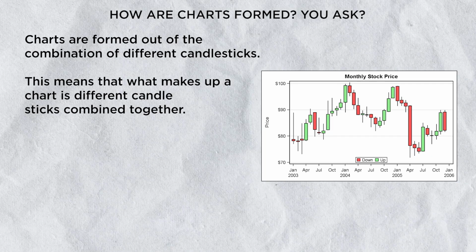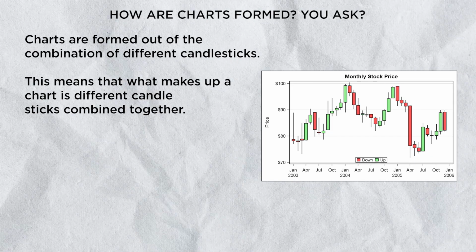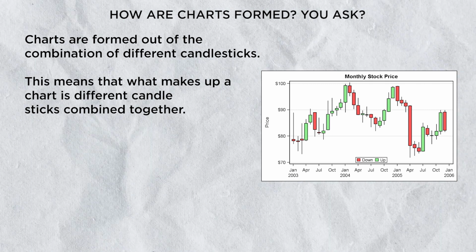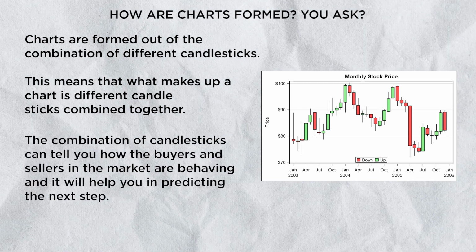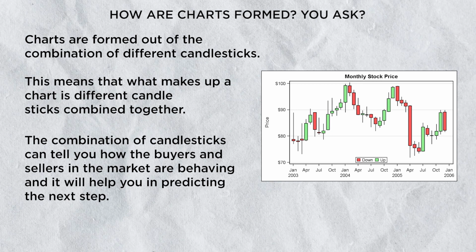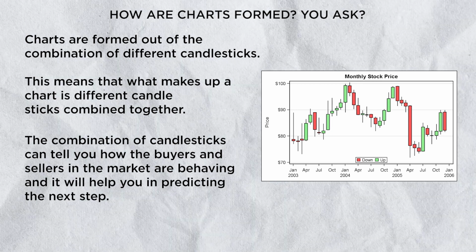Charts are formed out of the combination of different candlesticks. This means that what makes up a chart is different candlesticks combined together. The combination of candlesticks can tell you how the buyers and sellers in the market are behaving, and it will help you in predicting the next step.